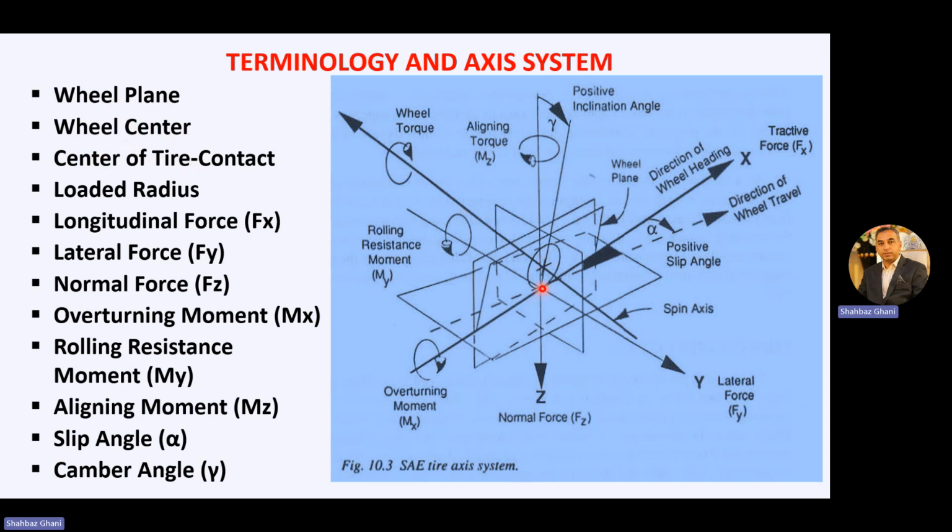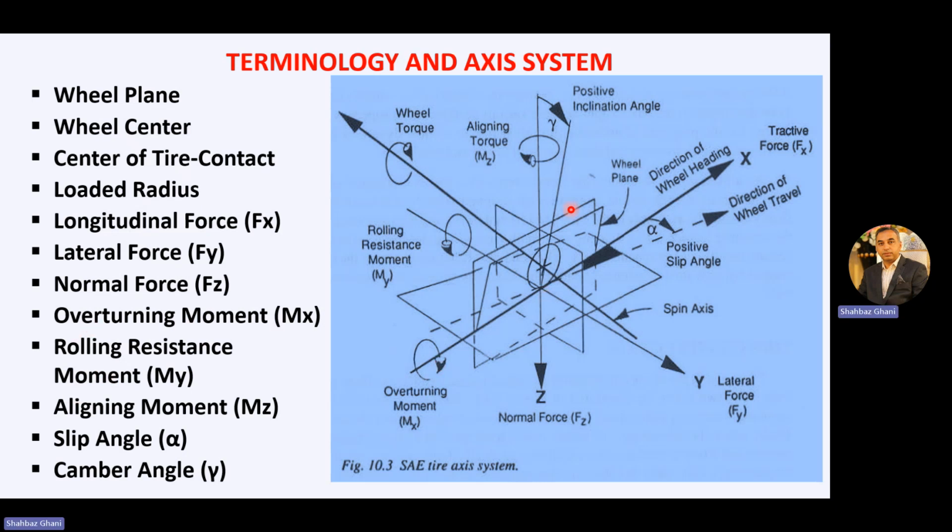Now the wheel plane, wheel center, and center of the tire in contact. This is the center of the tire in contact with the road surface. Then the loaded radius from the center point till the point of contact with the road, that is your loaded radius. The longitudinal forces are in the x direction. So this is your x direction of wheel heading. This is the tractive force Fx in x direction and the overturning moment Mx. So longitudinal force Fx and overturning moment Mx.